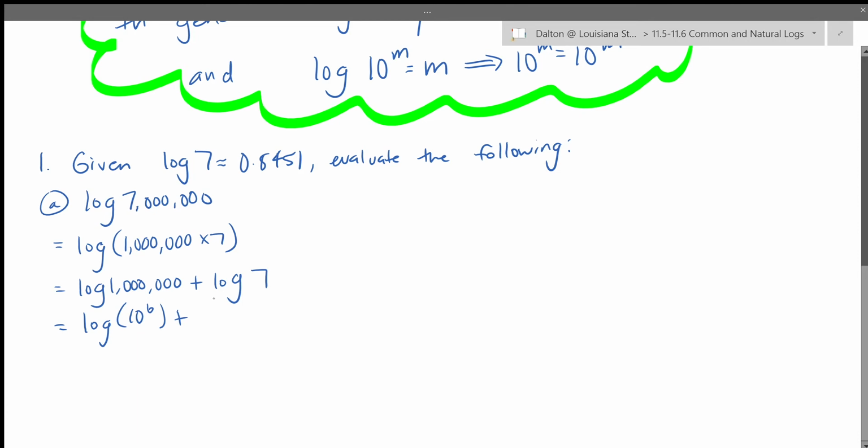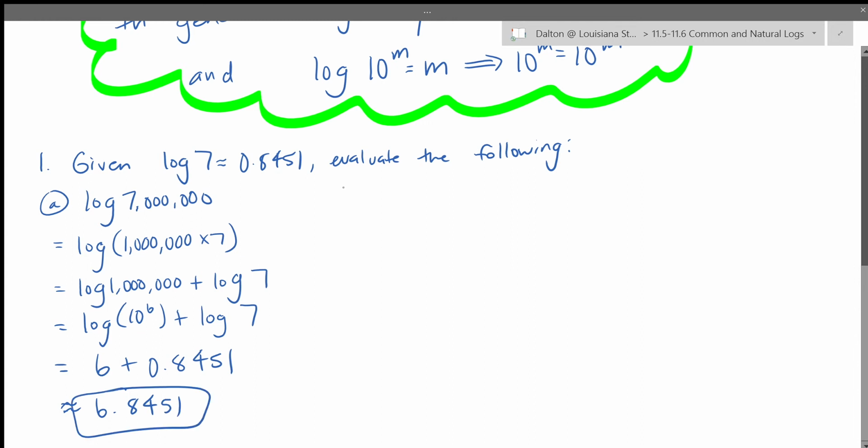Now you know what the log of 7 is already because they gave it to us in the problem. So now you say, okay, I know that the log of 10 to the 6th power is 6 because that's using this fact right here. The log of 10 to anything, if it's a common log, is just equal to whatever the exponent is. So this one's going to be 6 plus, we know the log of 7 is approximately 0.8451. So then when you add these two together, we have approximated the log of 7 million as about 6.8451.